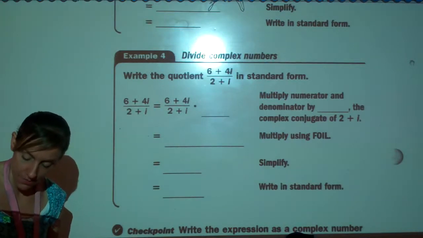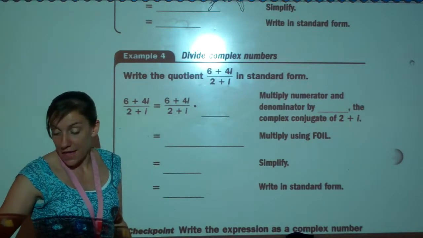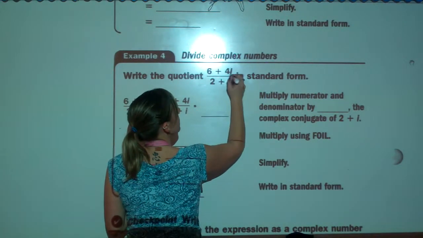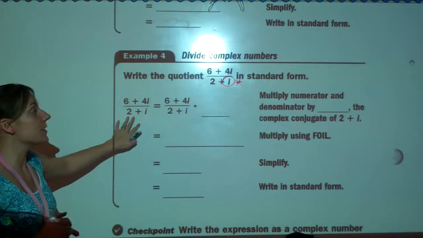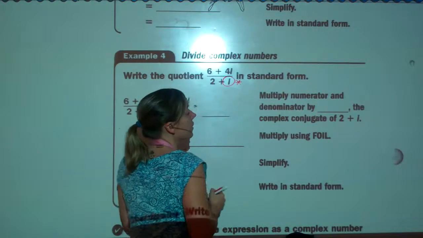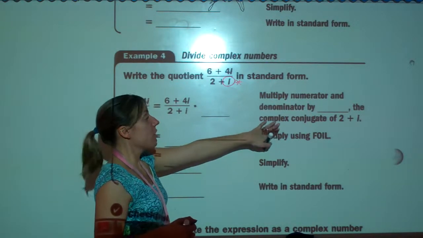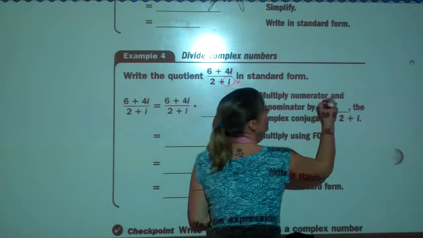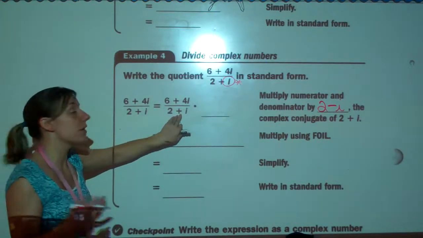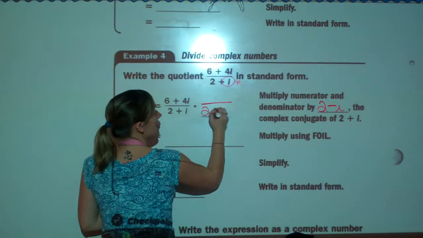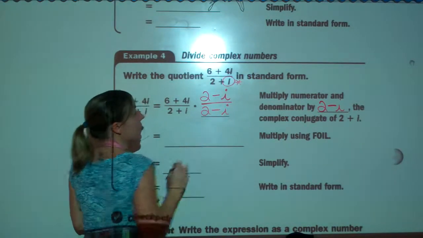Okay, so for example, we have this. We cannot have an I in the denominator. That I stands for a square root, so we've got to get rid of it. So the way we get rid of it is we use its conjugate. Multiply the numerator and the denominator by something, which is the complex conjugate. So remember, the conjugate just means the exact same thing, but I change its sign. So since this denominator is 2 plus I, the conjugate is 2 minus I. Whatever we do on bottom, we also have to do on top.